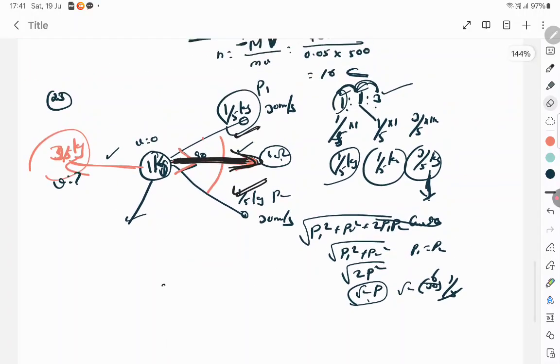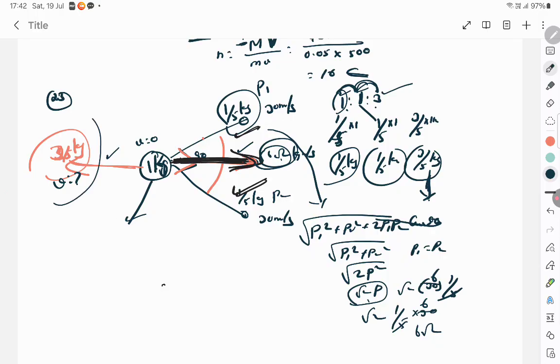1 by 5. All I'm doing here is a parallelogram law. Root of p1 square plus p2 square plus 2 p1 p2 cos 90, because the angle between them is 90 and cos 90 is 0. So p1 square plus p2 square is root 2 p, considering p1 and p2 to be the same. One of the momentum itself is mass into velocity, which is 1 by 5 into 30. It says 6 root 2 is the momentum in kg meter per second. That has to be equal to this.